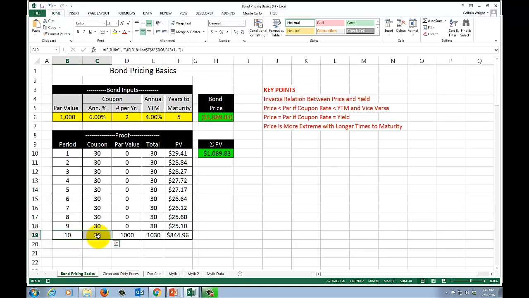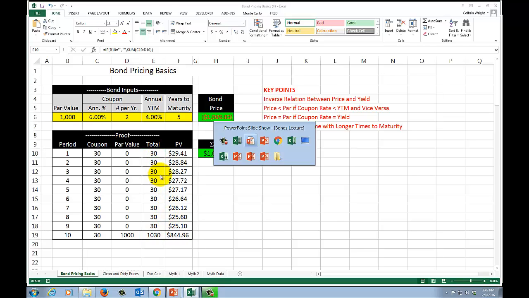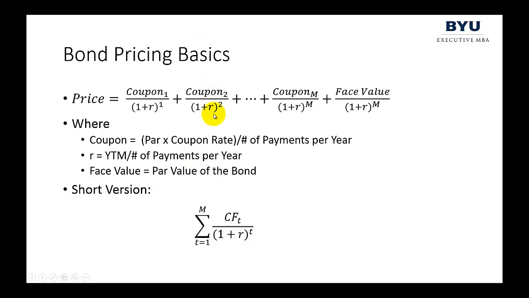There's the final coupon payment right there at maturity. We will also get the par value at maturity. So if we map out the cash flows in each period, those are right here in column E. Then I'm going to take each cash flow and divide it by 1 plus the discount rate, which is going to be the yield to maturity divided by 2, and I'm going to raise it to the number of periods.